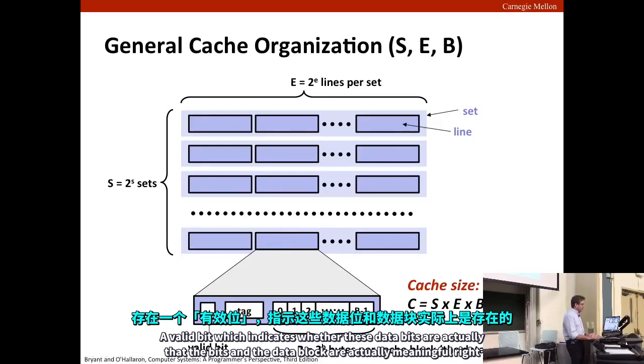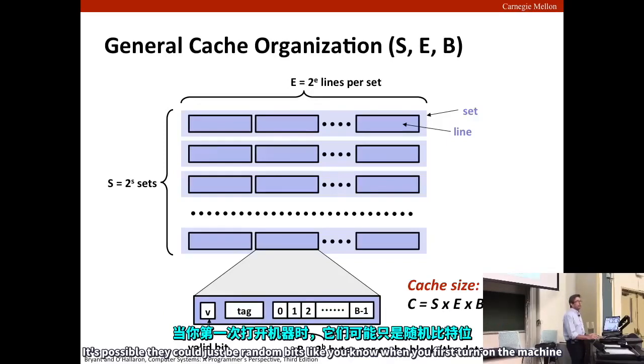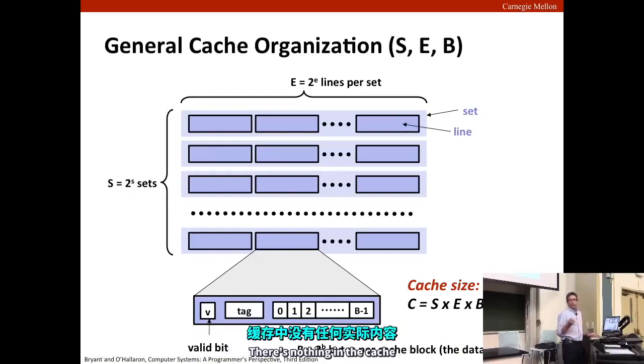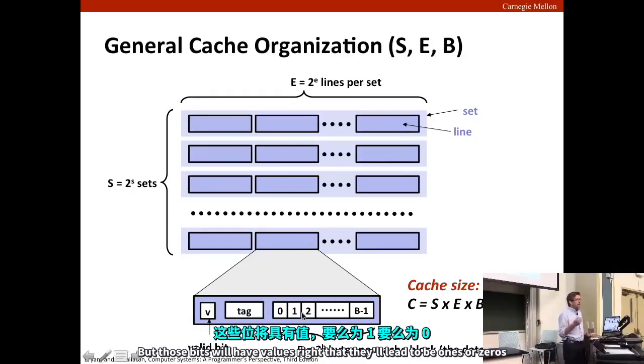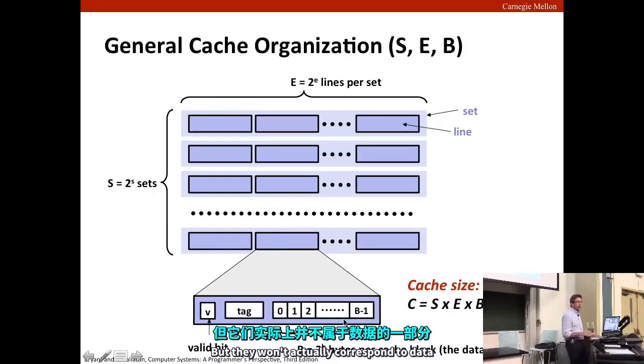which indicates whether the bits in the data block are actually meaningful. Right? It's possible they could just be random bits. Like, when you first turn on the machine, there's nothing in the cache, but those bits will have values, right? They'll either be ones or zeros, but they won't actually correspond to data.